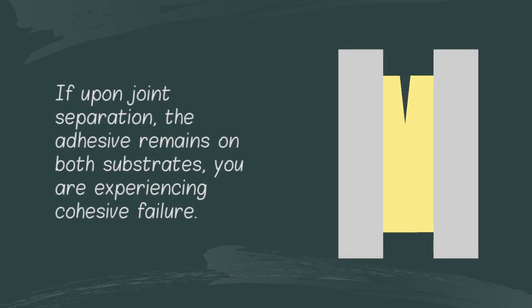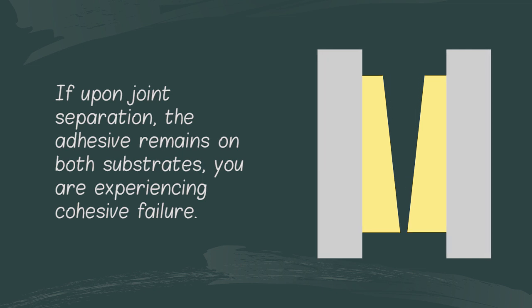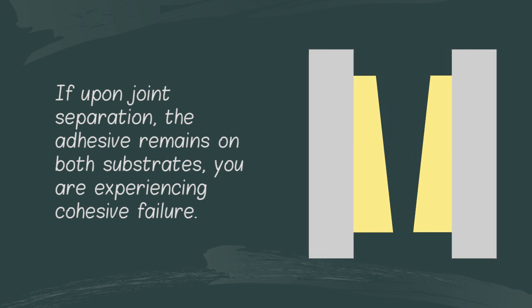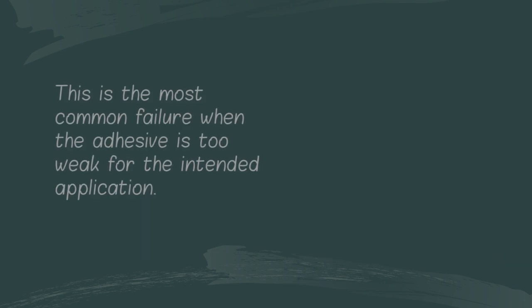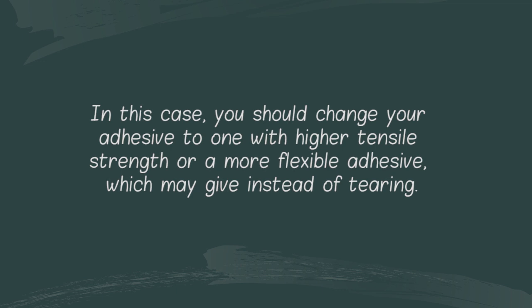If, upon joint separation, the adhesive remains on both substrates, you are experiencing cohesive failure. This is the most common failure when the adhesive is too weak for the intended application. In this case, you should change your adhesive to one with higher tensile strength or a more flexible adhesive, which may give instead of tearing.